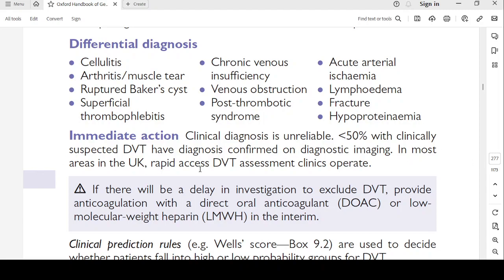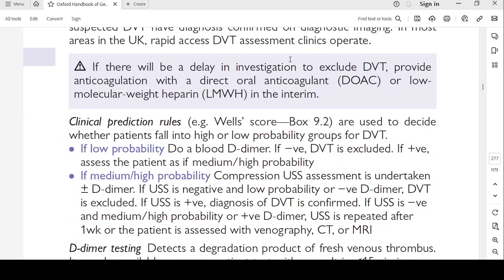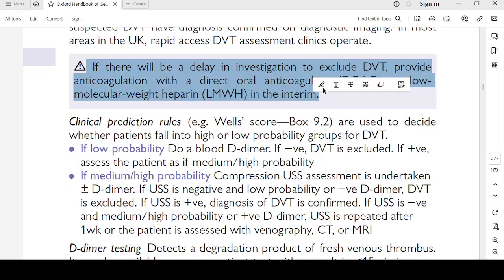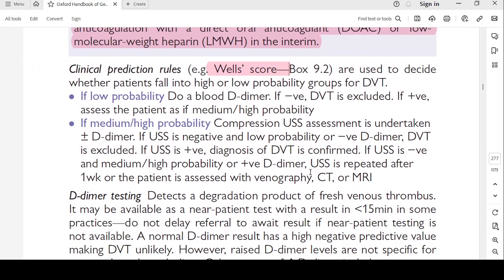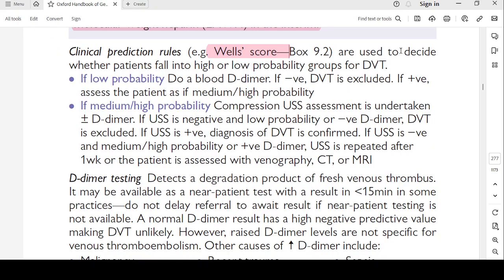In most areas in the UK, rapid access DVT assessment clinics operate. If there will be a delay in investigation to exclude DVT, provide anticoagulation with a direct oral anticoagulant or low molecular weight heparin in the interim. So, clinical prediction values, the Wells score. There is a two-stage Wells score for diagnosing DVT. It is used to decide whether the patient falls into a high or low probability group for DVT. If low probability of DVT, do a blood D-dimer first. If negative, DVT is excluded. If positive, assess the patient as a medium or high probability case.